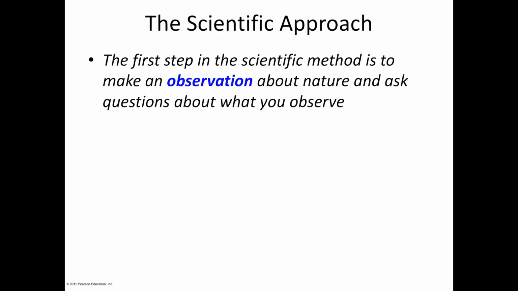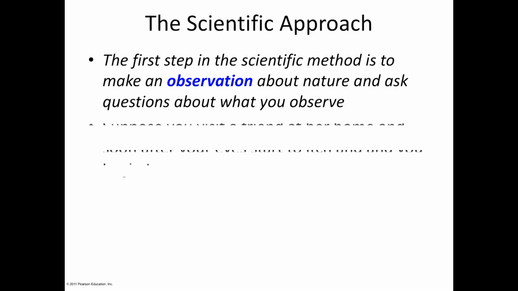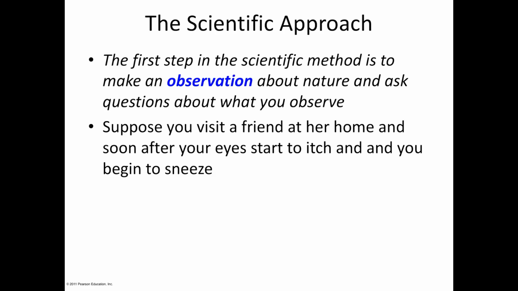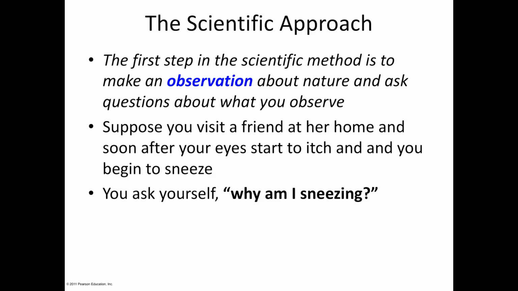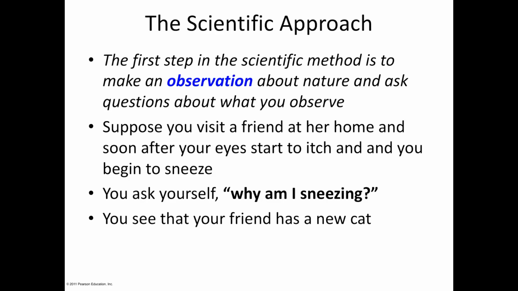Now the scientific approach, the way that we go about chemistry experiments or chemistry in general. The first thing that happens is there's some kind of observation. In your day-to-day life, or in lab, you notice something about nature and you ask yourself a question about what you observe. Now, I always like to use a very generic example of something allergy related. Suppose you visit a friend at her home and soon after your eyes start to itch and you begin to sneeze. So you immediately observe that and you ask yourself, why am I sneezing? What's going on? You see that your friend has a new cat.